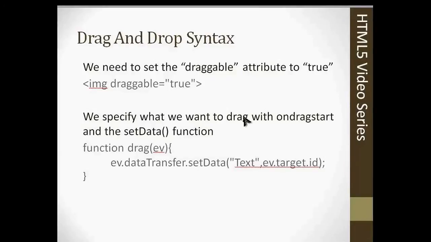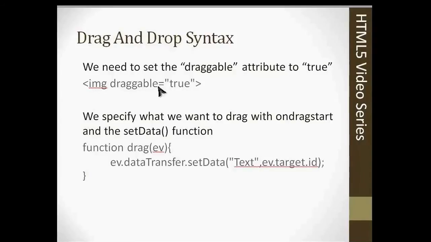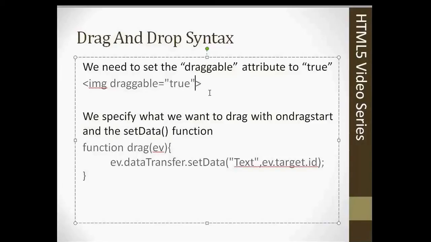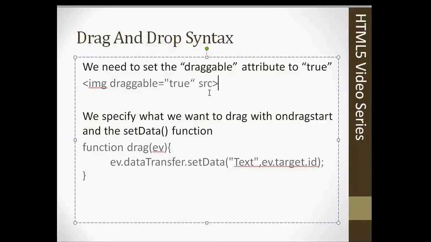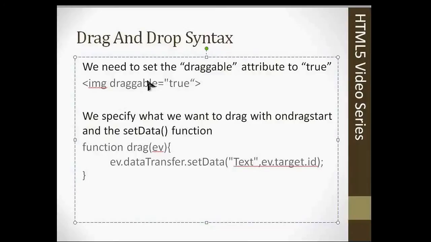So the first thing is that we need to set the draggable attribute to true. If it's an image that we want to drag, we have to have this attribute and set it to true. Obviously, you'd have your source, you type in the link to your image, but we do have to have this attribute. So we made the object draggable. Okay, we made this image draggable.